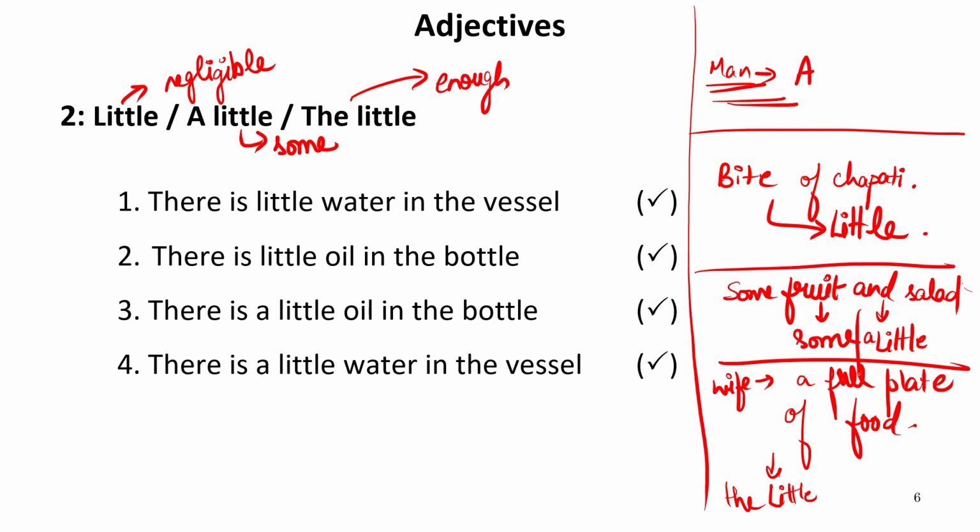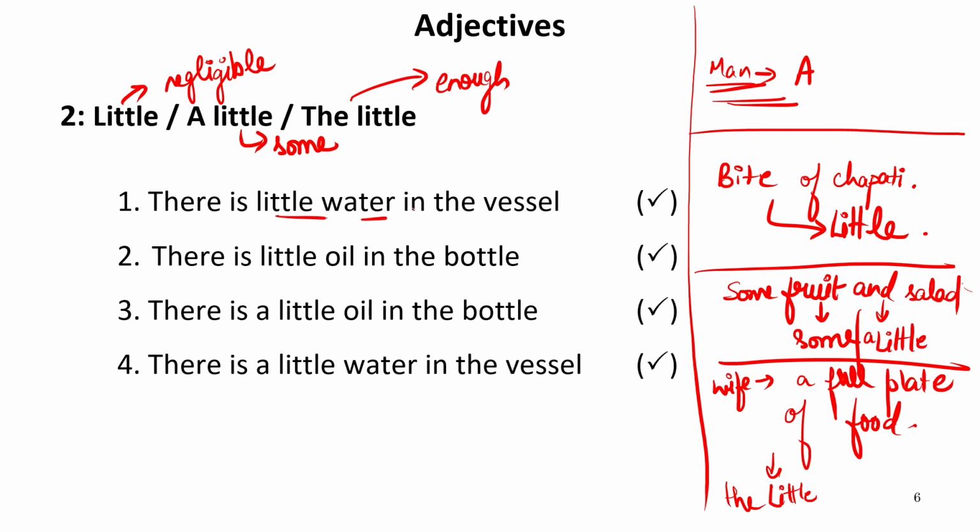This is a little, because it is behaving as some for him. A bite of chapati is negligible or equal to nothing. That is little for him. And when he got the full plate of food, it is a little for him, because it was sufficient. Now, let us see some sentences.